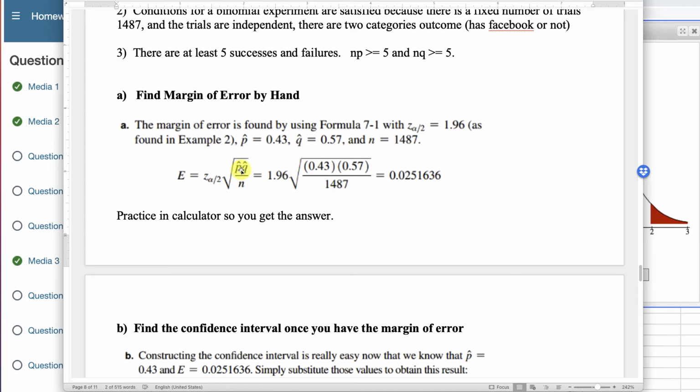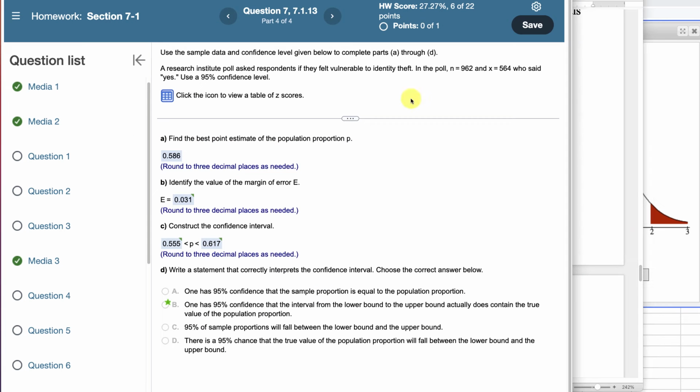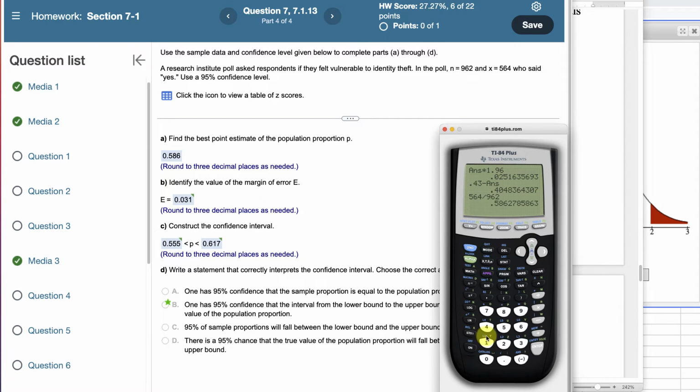Now we just need p hat and q hat. Well, p hat is what is right here, 0.586. Q hat is just 1 minus that. 1 minus 0.586. There's q hat.